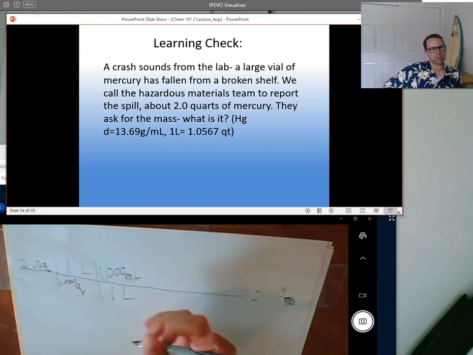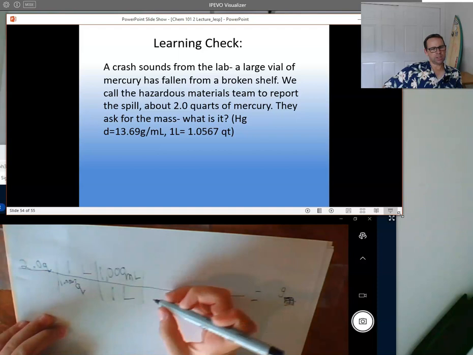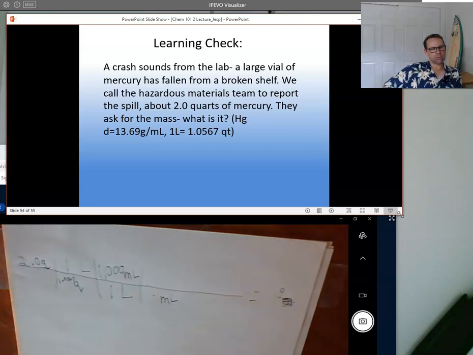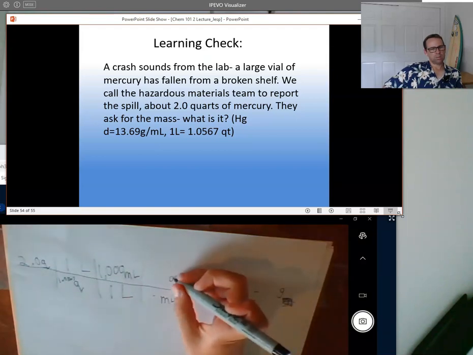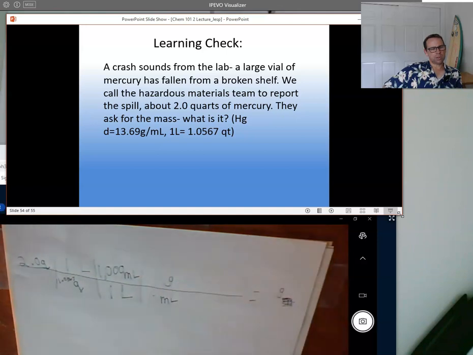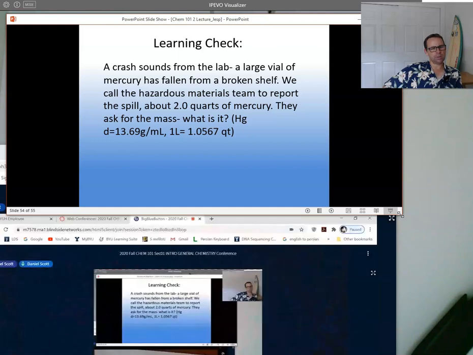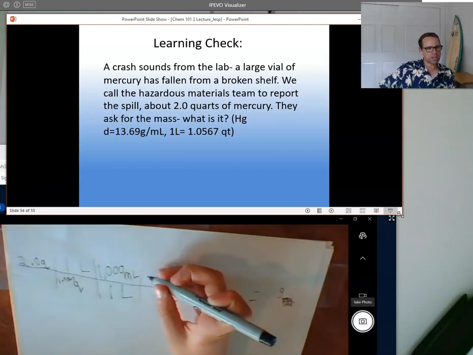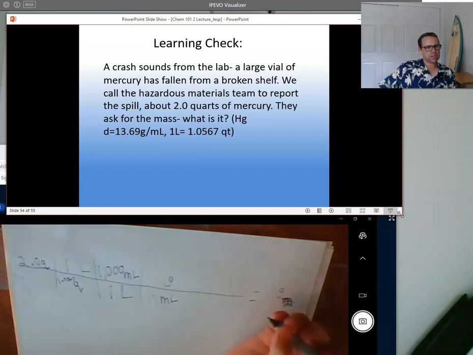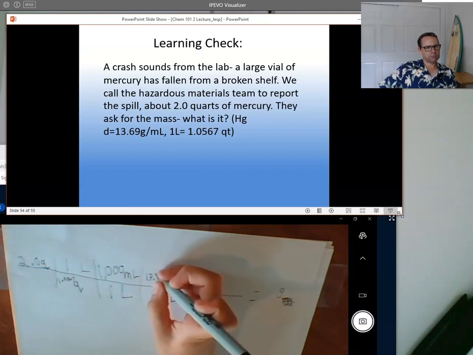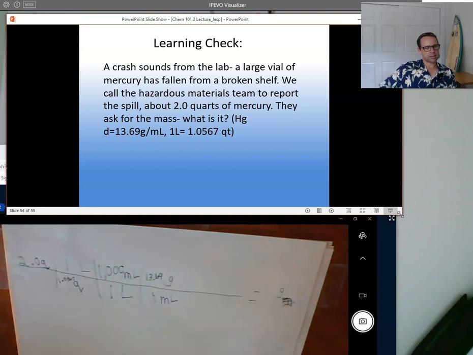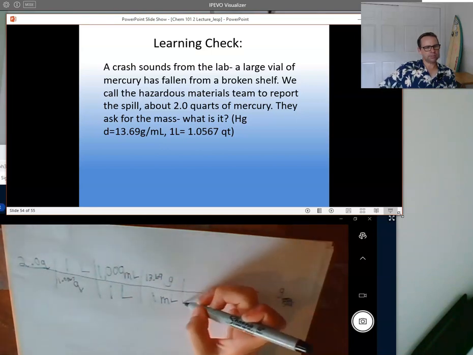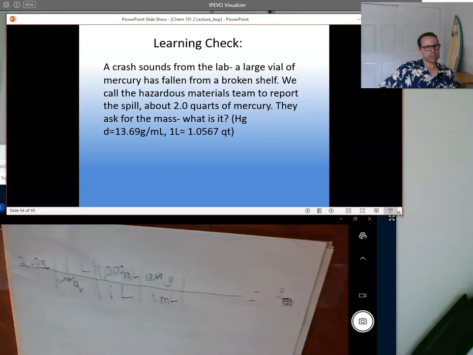Very good. Now we're in milliliters, and we want to convert milliliters to grams. To grams, that's right. What's the number? Do we know how many grams of mercury there are in a milliliter of mercury? 13.69. Very good. 13.69 grams of mercury, for every milliliter. Excellent. Now, what do we have to do next? Anything? No, because we're done. That's where we wanted to go. We wanted to get to grams.